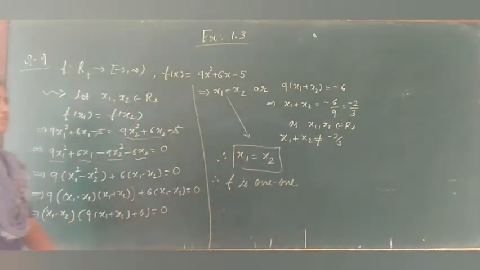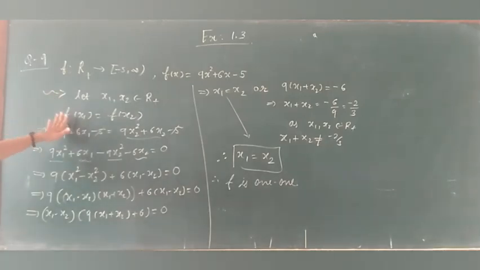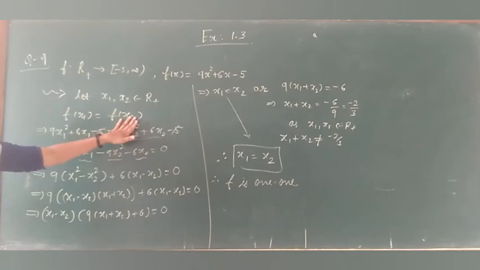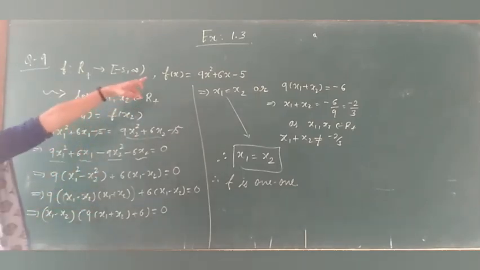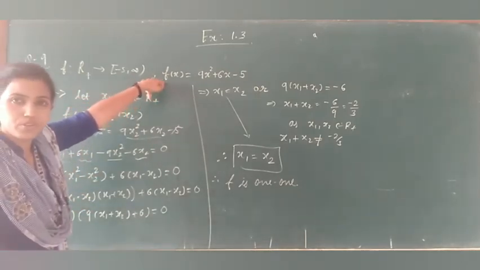1-1. So 1-1 is clear to you. How we will show? I hope you understood this one. f of x1 is equal to f of x2. Apply the formula from the definition of the function.